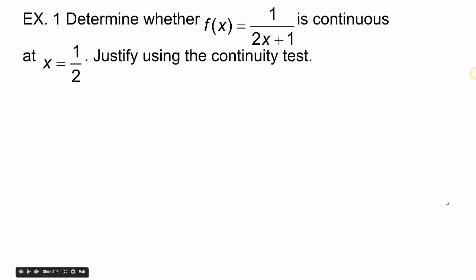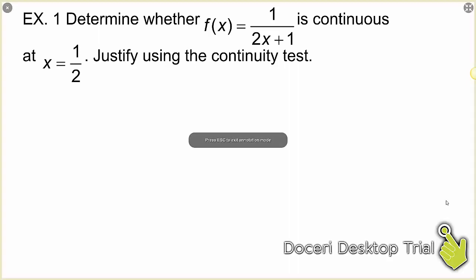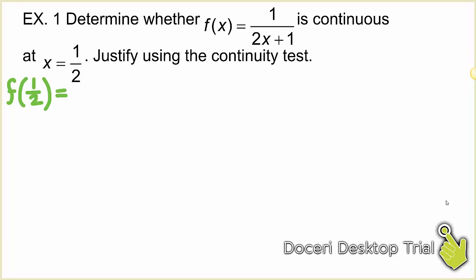So let's look at an example of that. In example 1, it says to determine whether this function is continuous at x equals 1/2. To see if it is continuous, the first thing we're going to do is plug in our function value. So I want to find out what f of 1/2 equals for this function. f of 1/2 is going to be 1 over 2 times 1/2 plus 1.